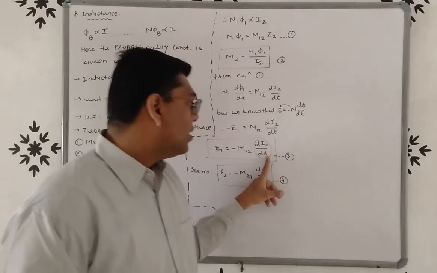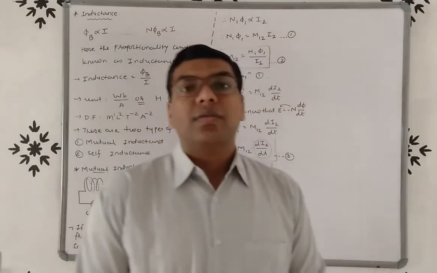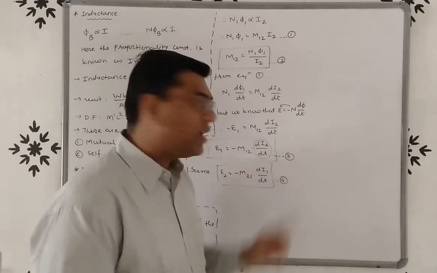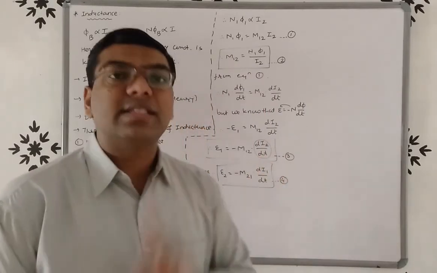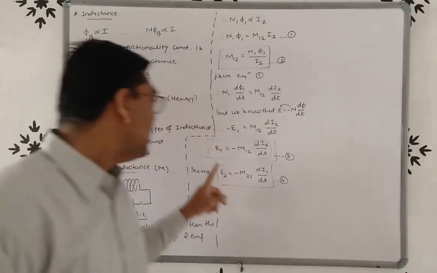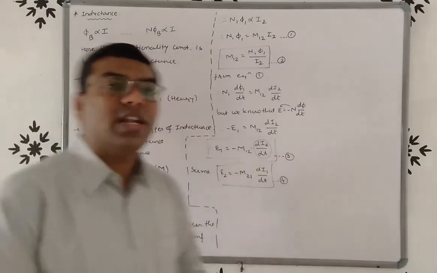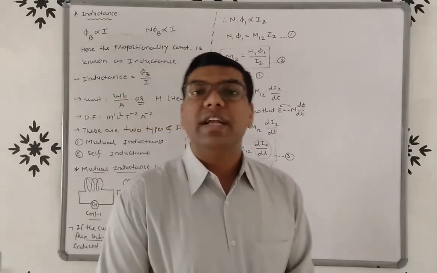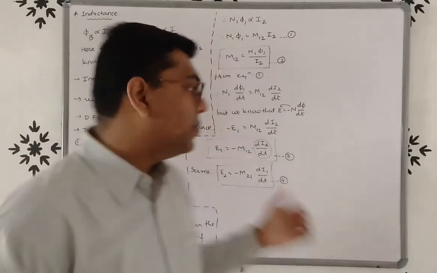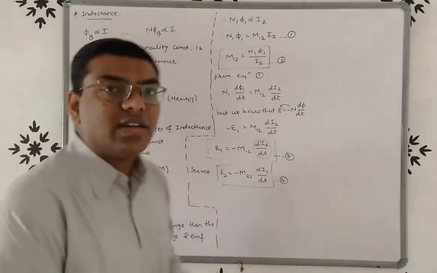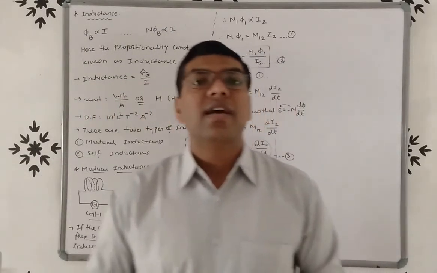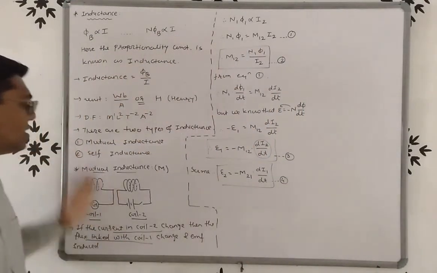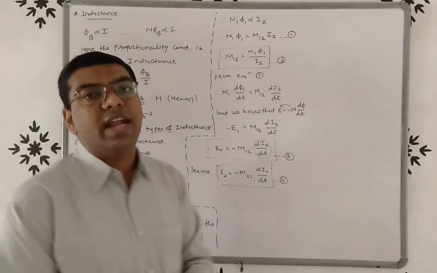If the time rate of change of current, or we can say di2 by dt, is equal to 1, then the induced EMF is known as mutual inductance. So if di by dt is equal to 1, then the induced EMF is known as mutual inductance. So friends, now you have to write the 2 definitions of the mutual inductance. So this is about the mutual inductance.